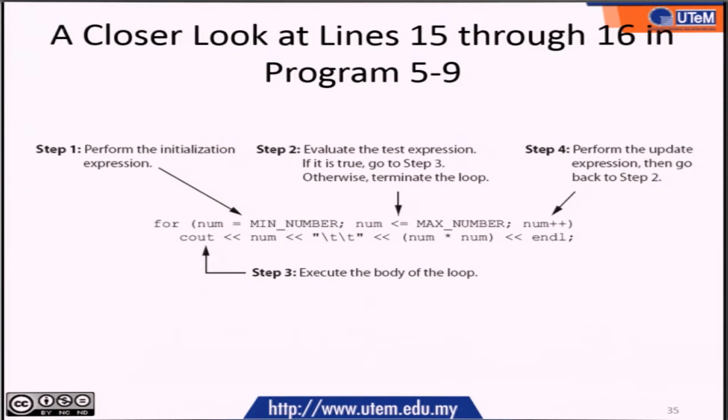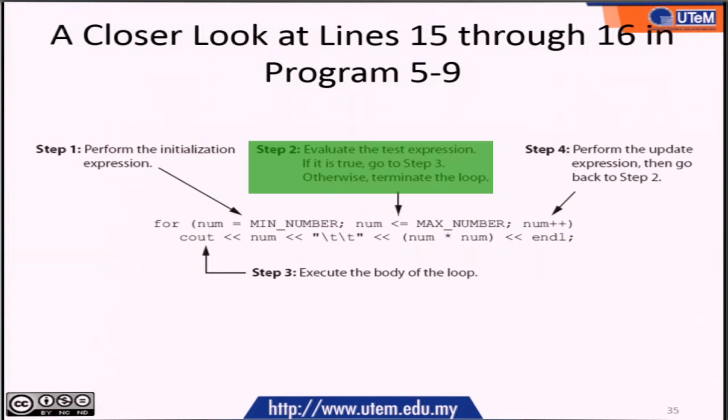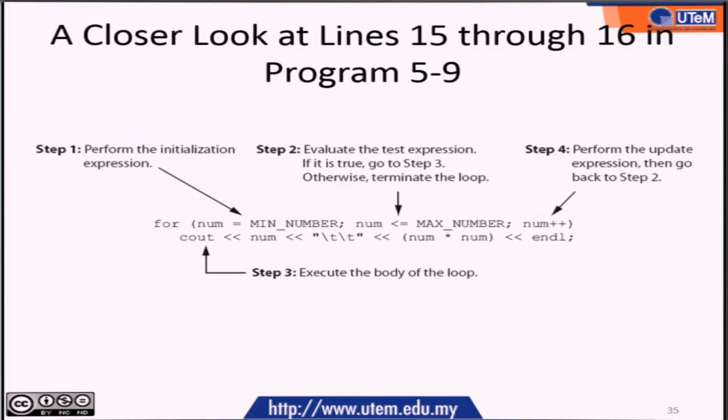Let's look at lines 15 and 16 in program 5.9. On step 1, we initialize variable num with constant MIN_NUMBER. In this case, MIN_NUMBER is set to be 1. On step 2, the variable num is checked whether it is still less or equal to constant MAX_NUMBER. In this case, MAX_NUMBER is set to be 10. If the expression is true, the statement to print the variable num and its square is executed, and the process is repeated again from step 2 until the test expression is false.